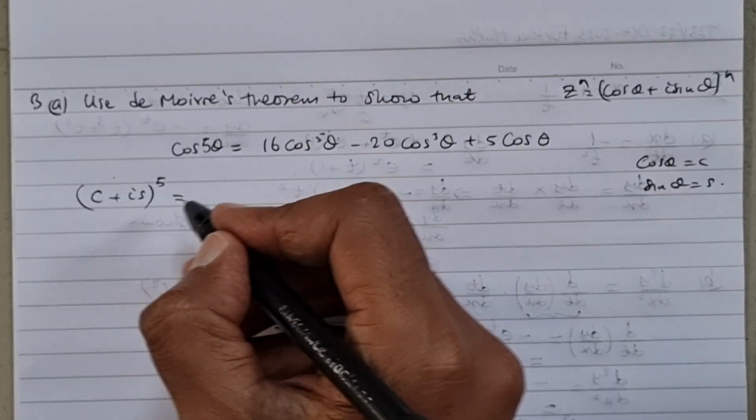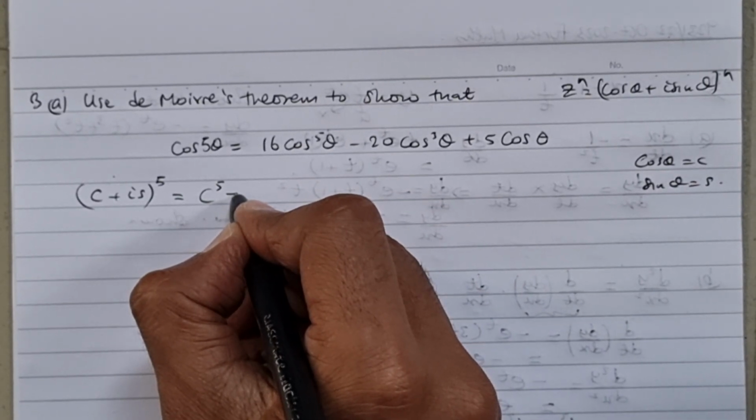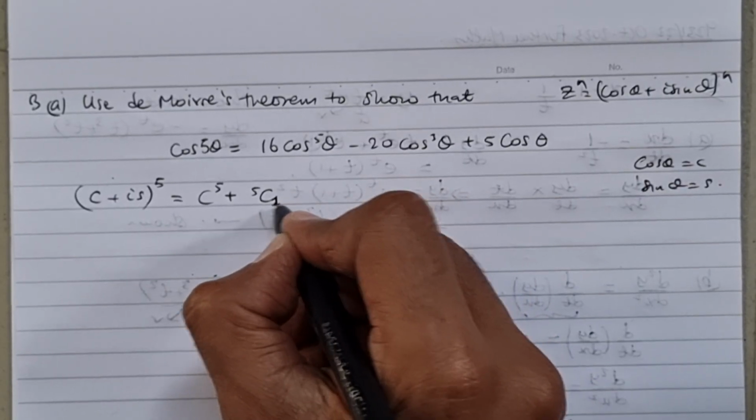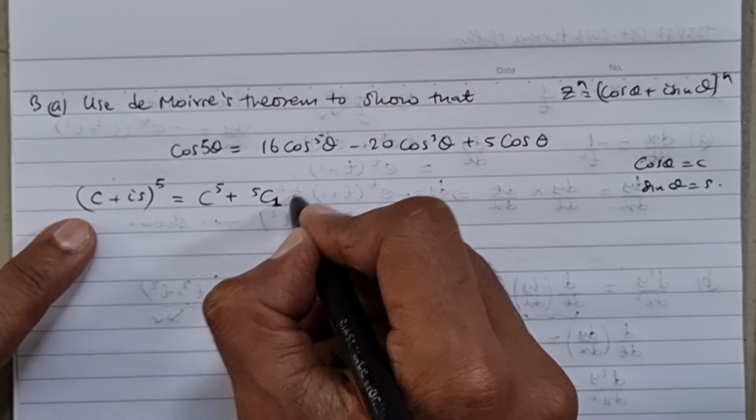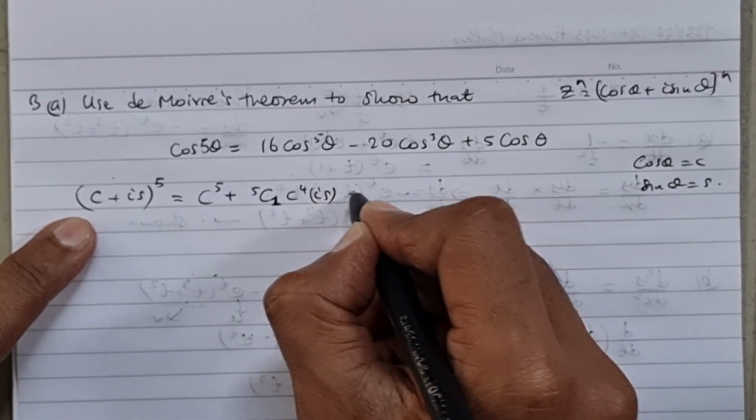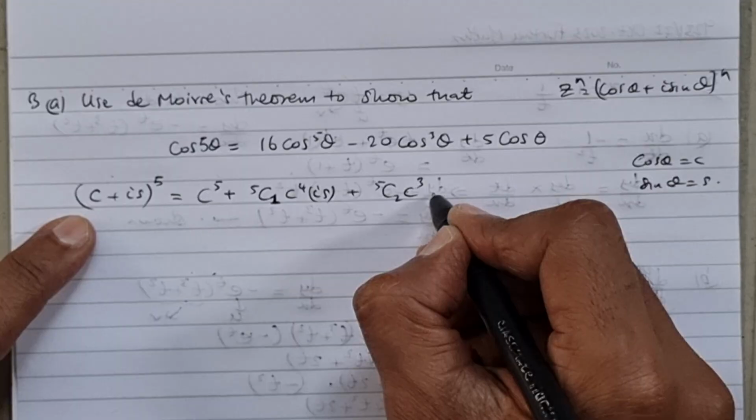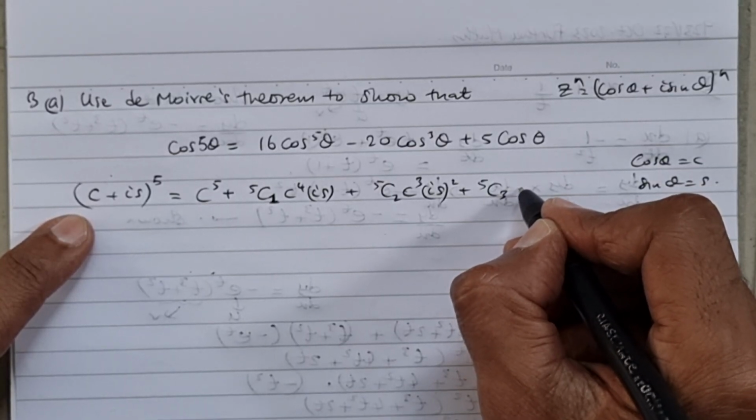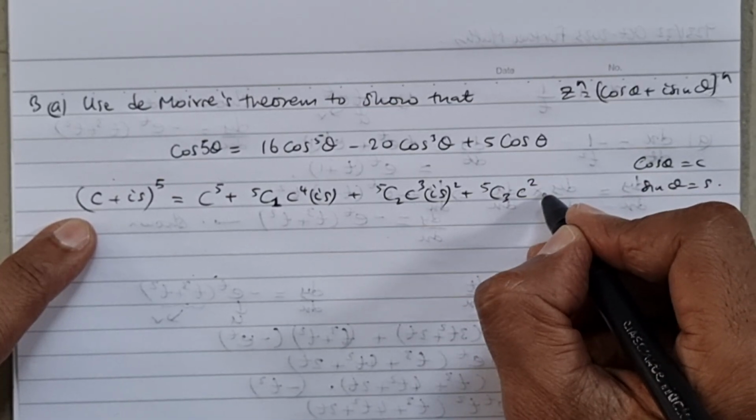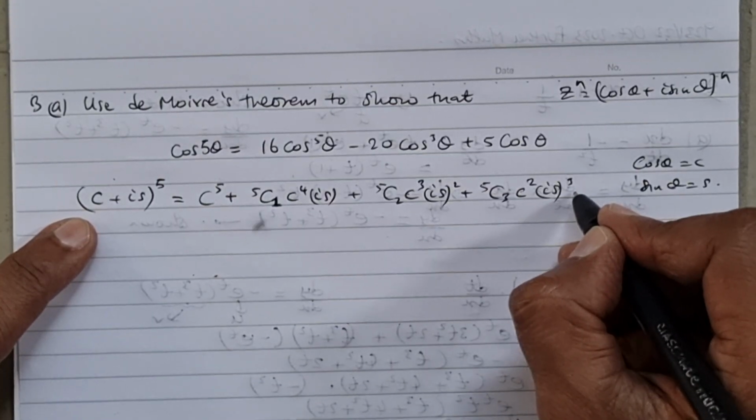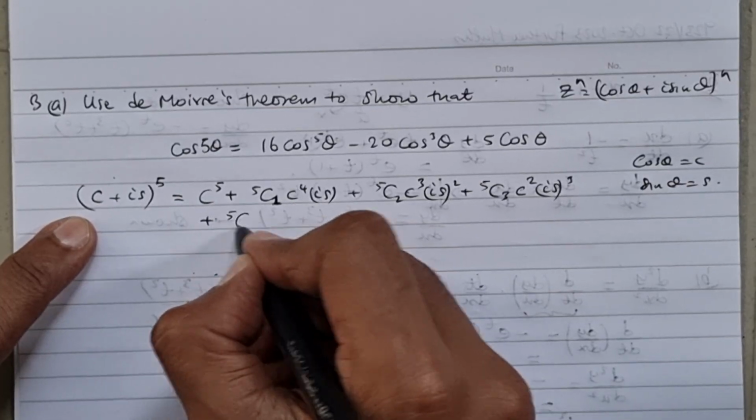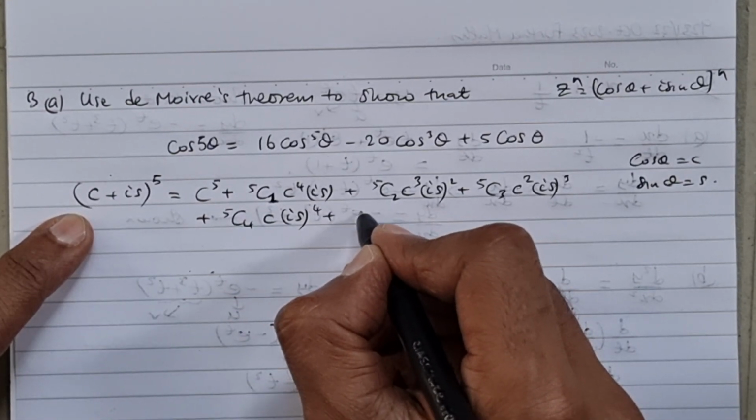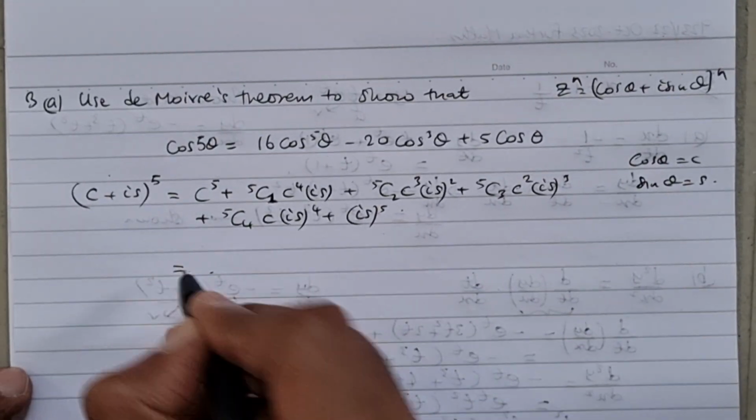Right, so if I were to do this, I can use the binomial expansion. So I got c to the 5, plus 5c1, then c to the 4 is, plus 5c2, c to the 5 minus 2 is 3, is to the square, plus 5c3, and that's going to become c to the 5 minus 3 is 2, and then is to the cube, plus 5c4, so this is c to the 5 minus 4 is 1, so is to the power of 4, plus basically now is to the power of 5. So let's try and continue this expansion here.